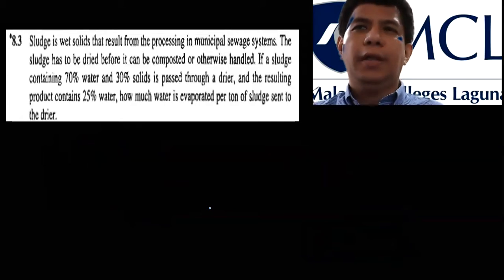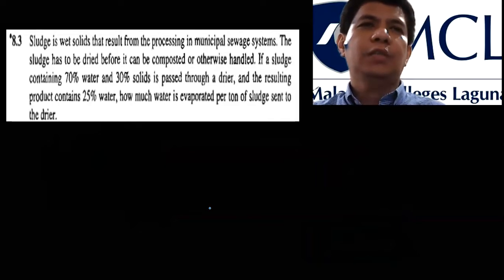Okay. So this is the last problem for this video. Problem 8.3, still from Himmelblau. Sludge is wet solids that result from the processing in municipal sewage systems. The sludge has to be dried before it can be composted or otherwise handled. If a sludge containing 70% water and 30% solids is passed through a dryer and the resulting product contains 25% water, how much water is evaporated per ton of sludge sent to the dryer?